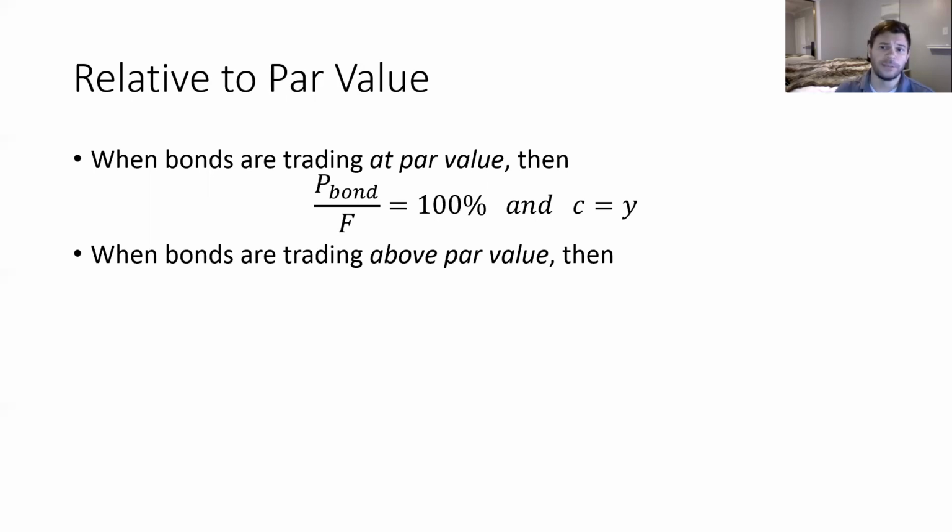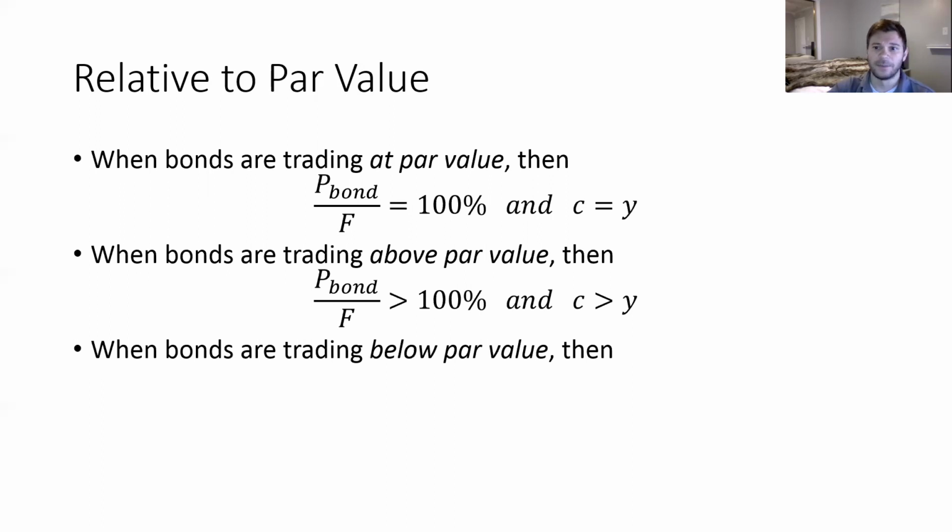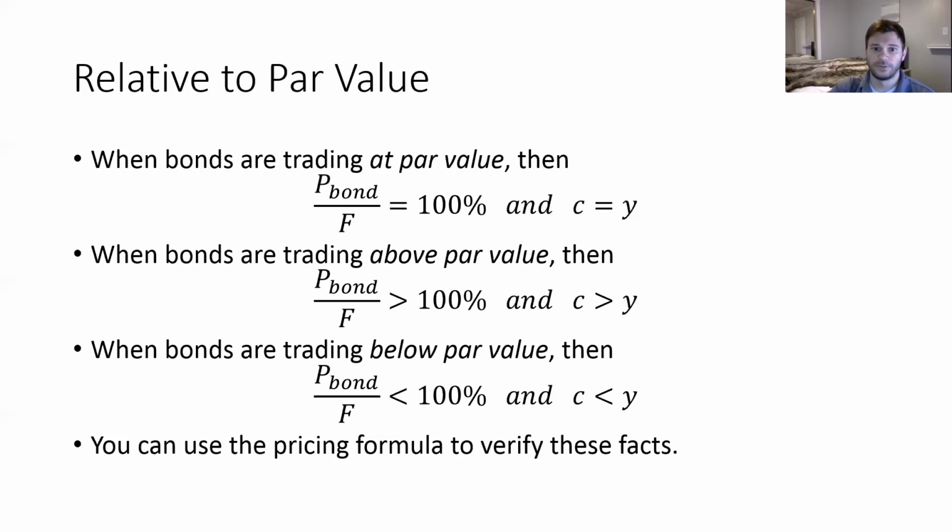However, if the bond is trading above par, that means the price of the bond is a little bit higher than what's implied by the face value, meaning you must have been collecting more coupons. Your coupon rate must have been higher than the actual yield on the bond. And in the last case, if the bond is trading below par value, then again, the price of the bond as a fraction of par would be less than 100%. And that means that the coupons are smaller in terms of percentage of face value relative to the yield on the bond. And again, you can use the pricing formula to verify all these three facts.